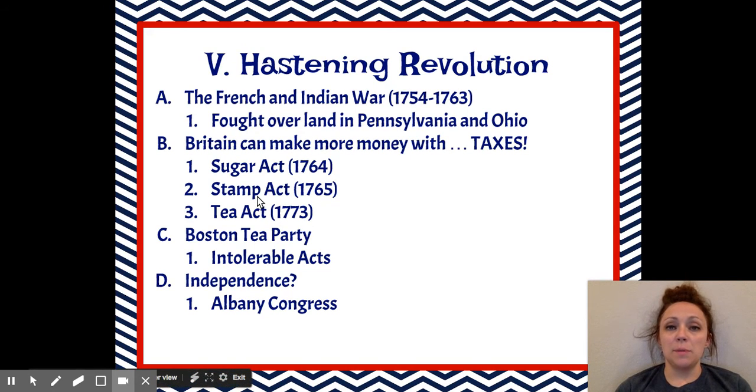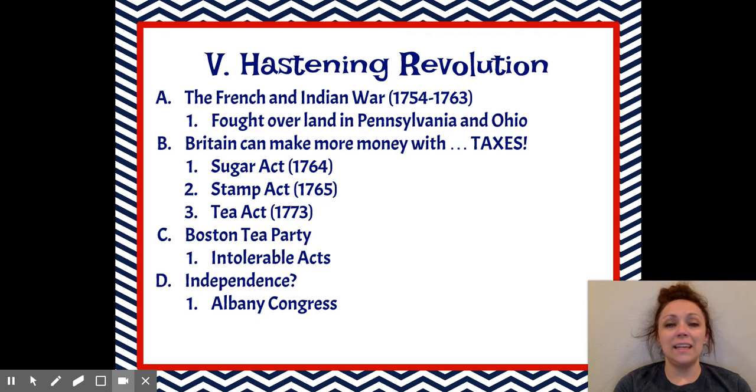But this was supposed to place a tax on any paper items. So think about your birth certificate, if you've ever actually touched your birth certificate, it has that embossed seal on it of the state of Missouri. That's similar to what the stamp would have been on the stamped paper.